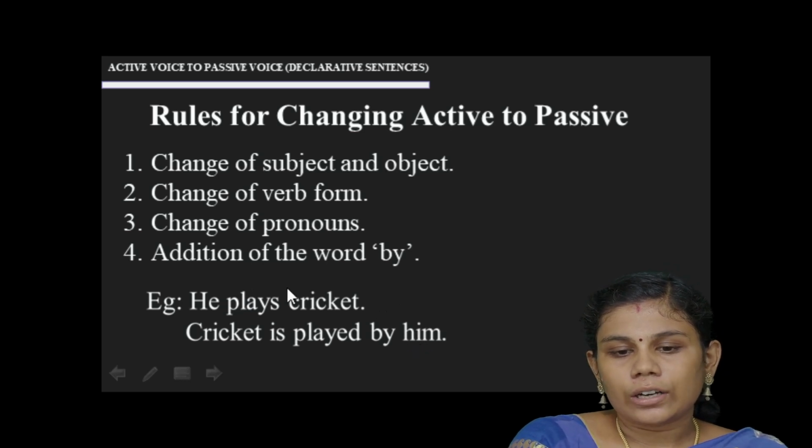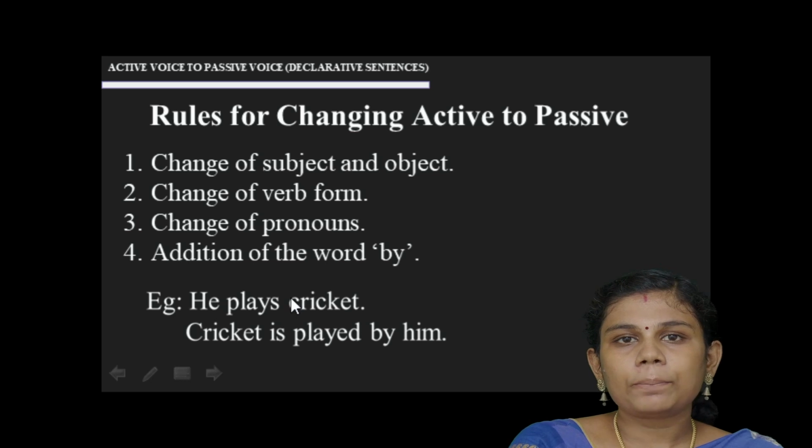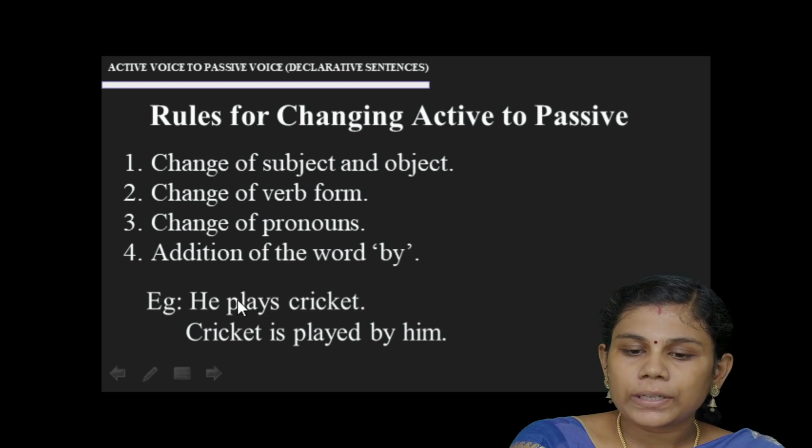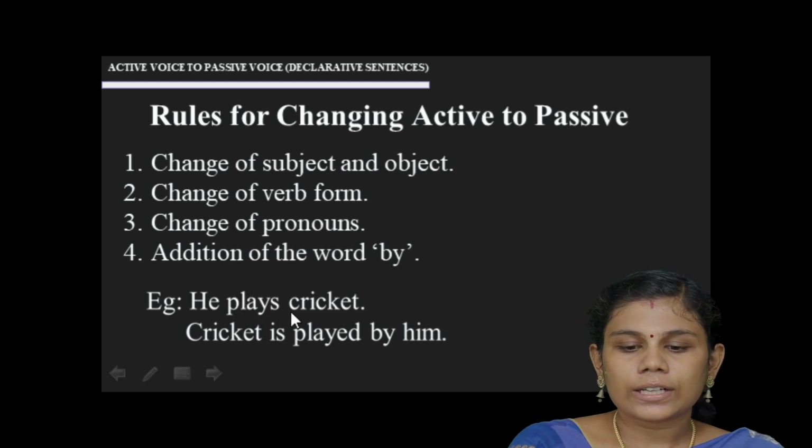Okay. Next, change of verb form. We have to change the verb. Here plays indicates the simple present tense. It should be changed into is played. Next, change of pronoun. Here we used he in active voice. So he should be changed into him. So that's why the sentence came like this. As well as in the fourth step, we should not forget to add by at the end. So the answer will be cricket is played by him.